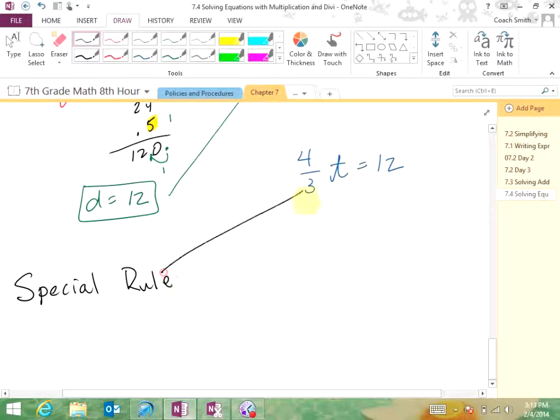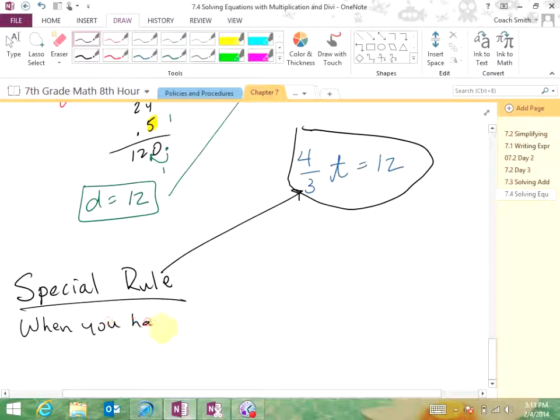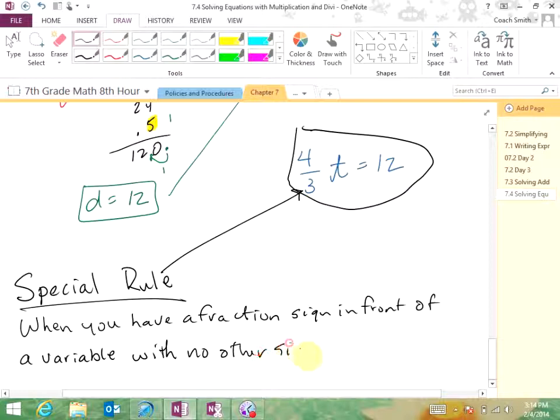Now, there is a special rule for these types of equations. The rule is this. When you have a fraction in front of a variable with no other sign in between. Okay, is that the case here? Is there a sign in between the fraction and that variable? Yes or no? No, there's not. There's not a plus, there's not a minus, there's not a division sign.